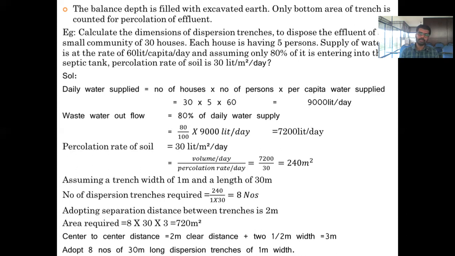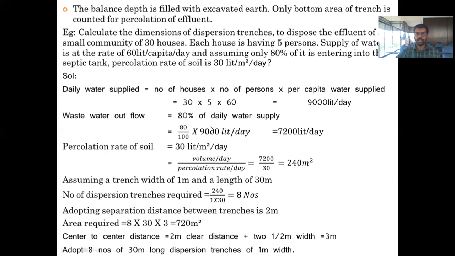So in order to know the area, you know the formula, right? Volume per day divided by population rate, you will be getting the area. So this flow rate divided by population rate, you will be getting the area. That is the formula.